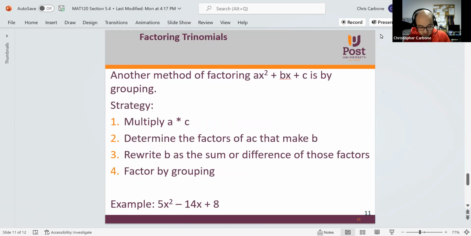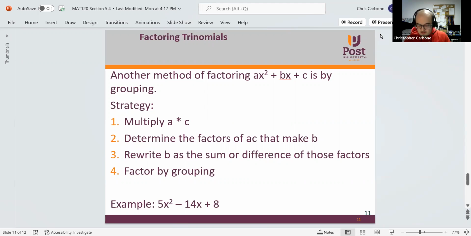So another method of factoring ax squared plus bx plus c, if that first method was on the more difficult side, would be by grouping. We would multiply a and c, determine the factors of a and c that make b, and then rewrite b as the sum or difference of those factors, and then finally factor by grouping.